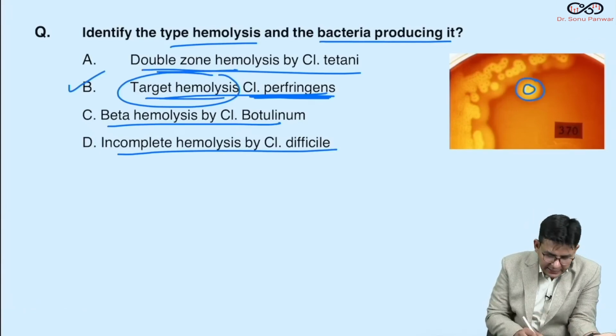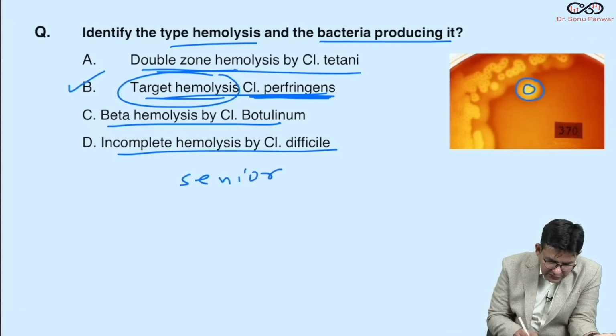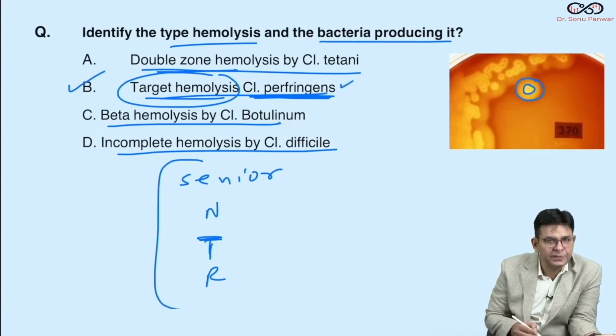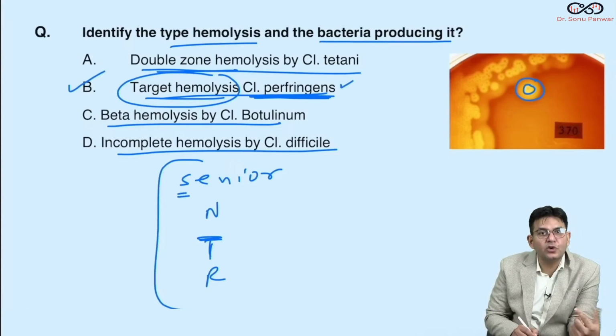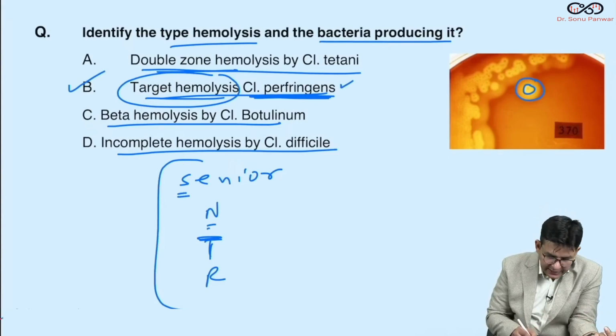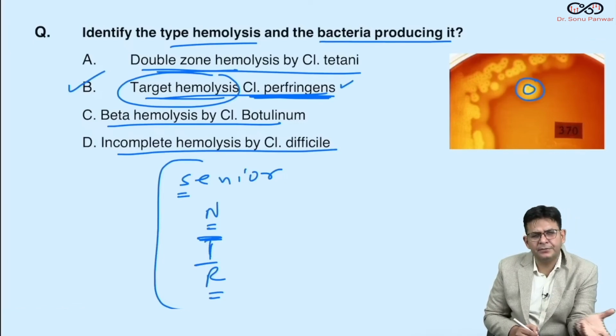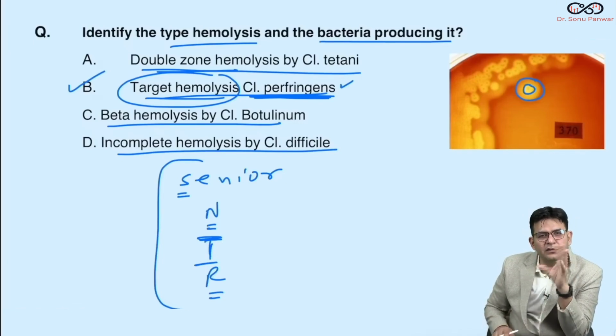Target hemolysis. And another important set of reactions, which we already know from our lectures, is the mnemonic SNTR. The reactions of Clostridium perfringens, Welchii: S is stormy fermentation of litmus milk. N is Nagler's reaction. T is target hemolysis. R is reverse CAMP test. Reverse CAMP test. Okay. So the answer to this question is B, and let me revise Clostridium very fast.